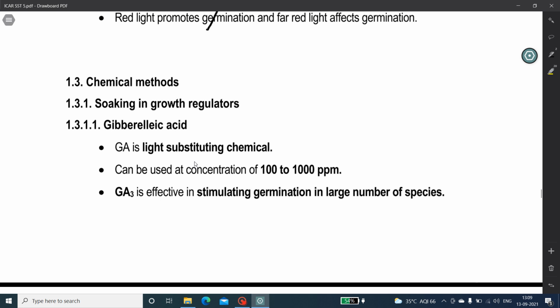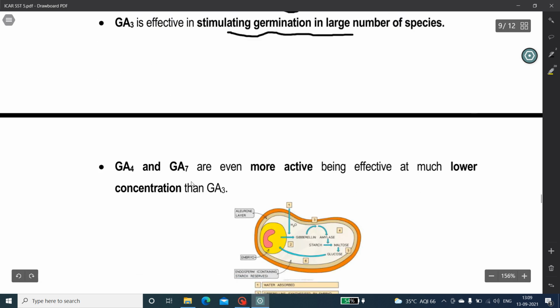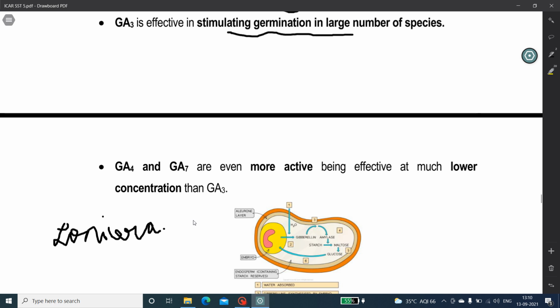including those with chilling treatment, light treatment, and the need for after ripening and dry storage. It can be used in a concentration of 100 to 1000 ppm. It is effective in stimulating germination in a large number of species. GA4 and GA7 are even more active, being effective at much lower concentration than GA3. And gibberellic acid is more effective in breaking dormancy of Lonicera, Lonicera maackii and Lonicera morrowii, etc.